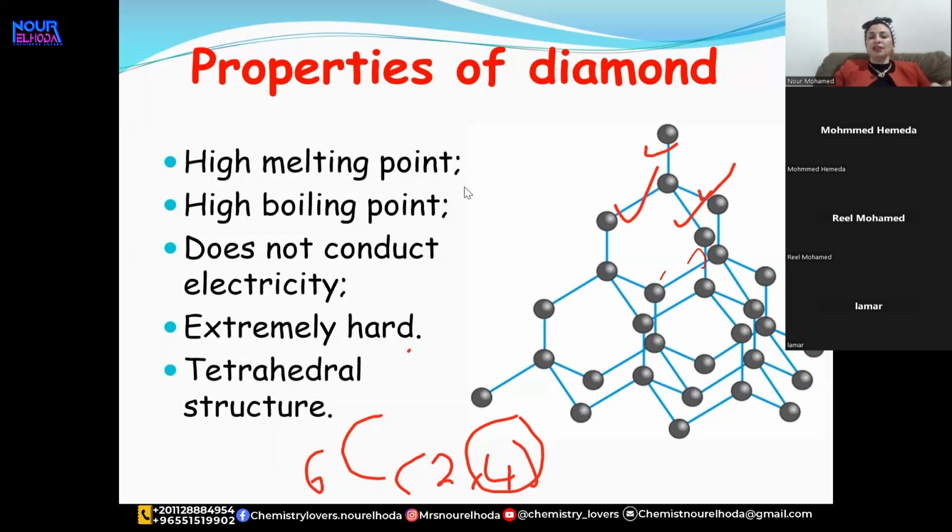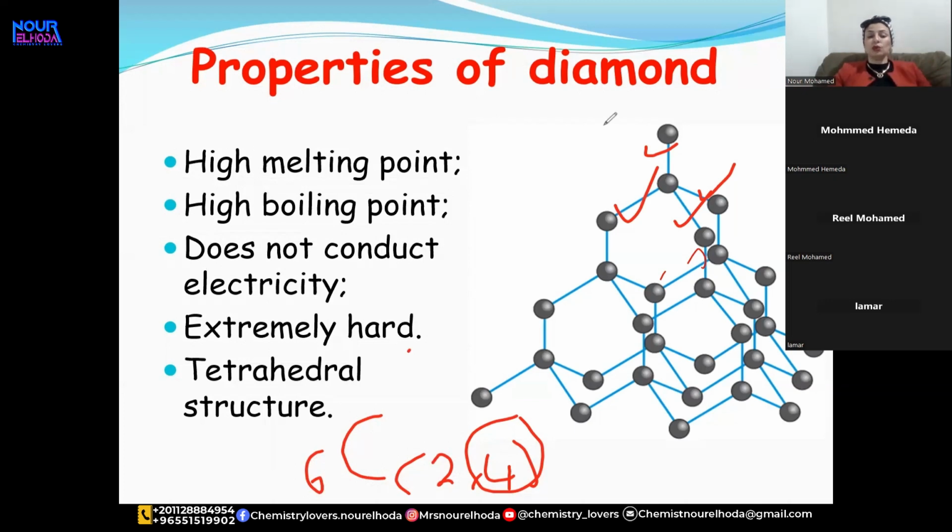Type next. If he asks you why it's hard, or why it has a high melting and boiling point, I'm going to say because it has 4 strong covalent bonds, which need a large amount of energy to break.